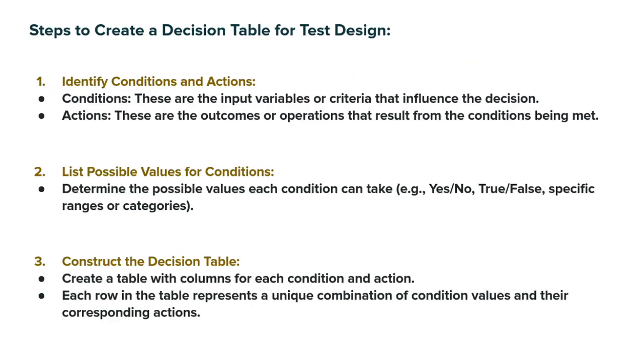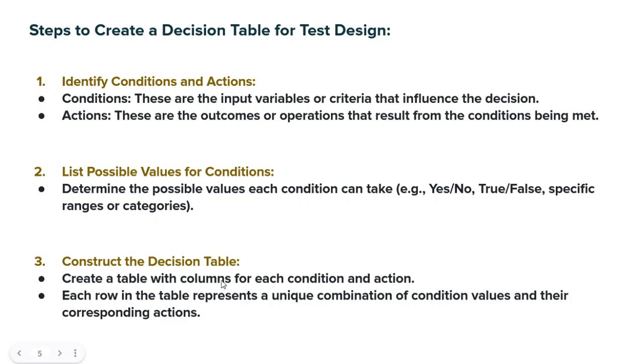So we have to first identify conditions and actions. Then we have to list all the possible values for each condition. So it can be yes or no, it can be true and false, or it can be a specific range or categories as well. Then we have to construct the decision table. So after finding the conditions and actions, and determining the values for each condition, we have to construct the decision table.